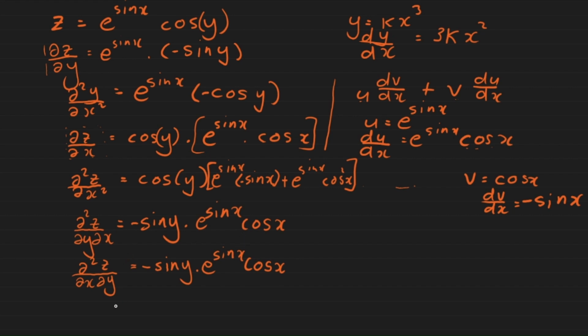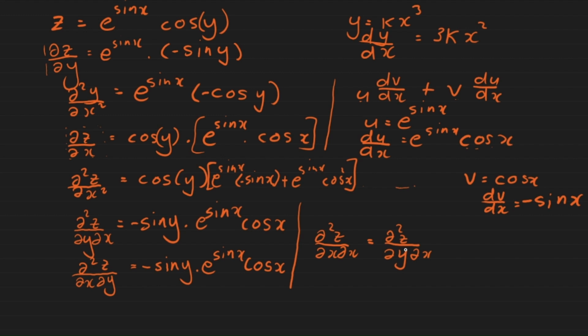So we see that d squared z dx dy is equal to d squared z dy dx. So as a general rule, this is true.